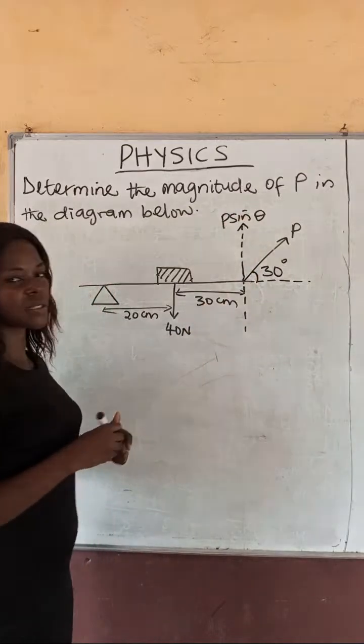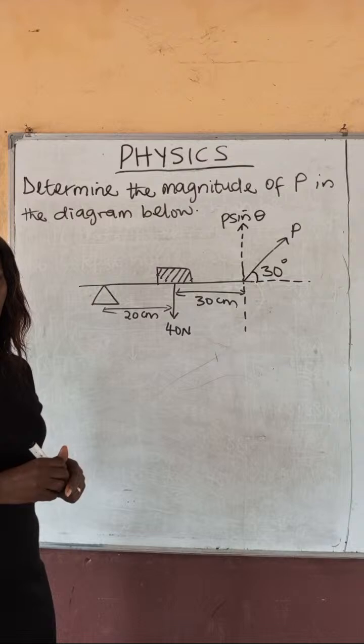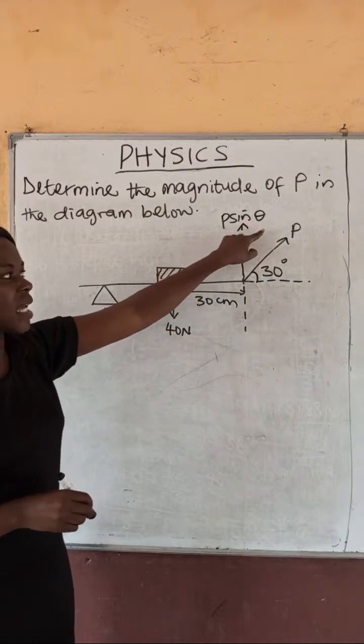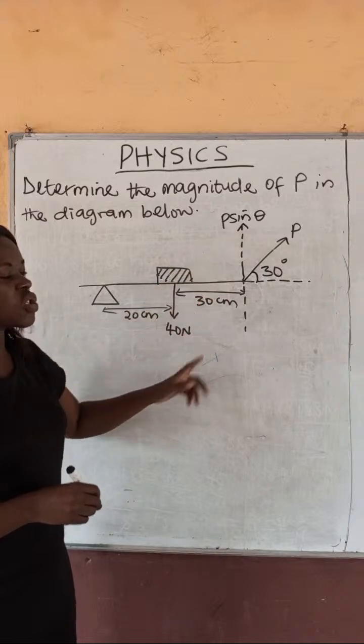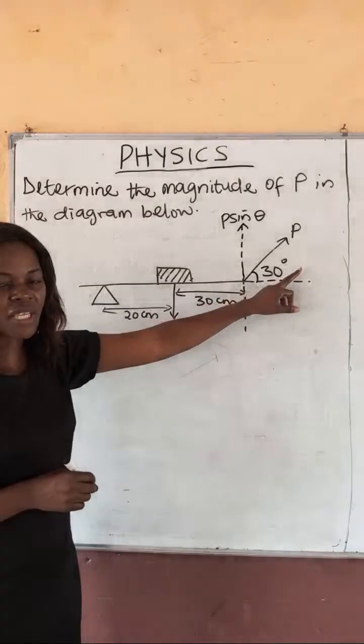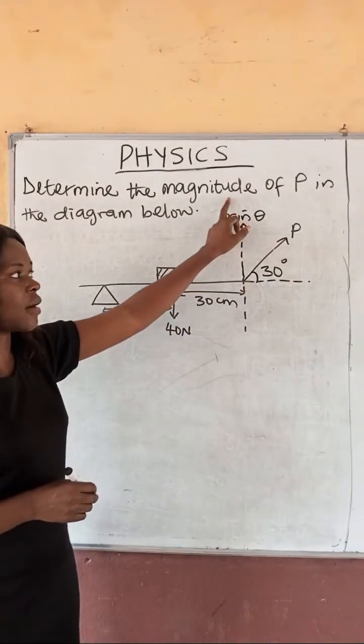P sine theta. The vertical component of this vector is P sine theta, and this is what we are going to be using to solve this. Do you understand? Because it is resolved with an angle, we have to resolve it to the vertical.